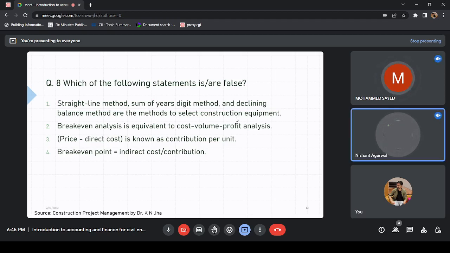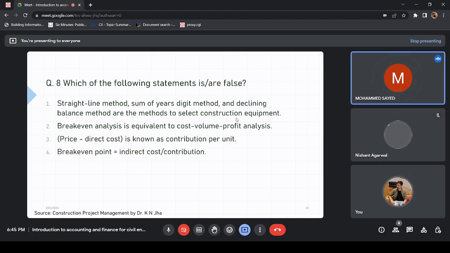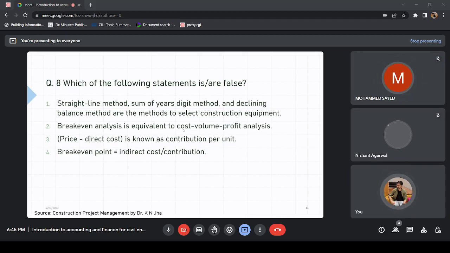I think the third one is... The first statement might be false, sir. Statement might be correct. Which one? First one or third one? Probably third one, sir. My answer would be first, I think. Okay, so we have got two contenders.